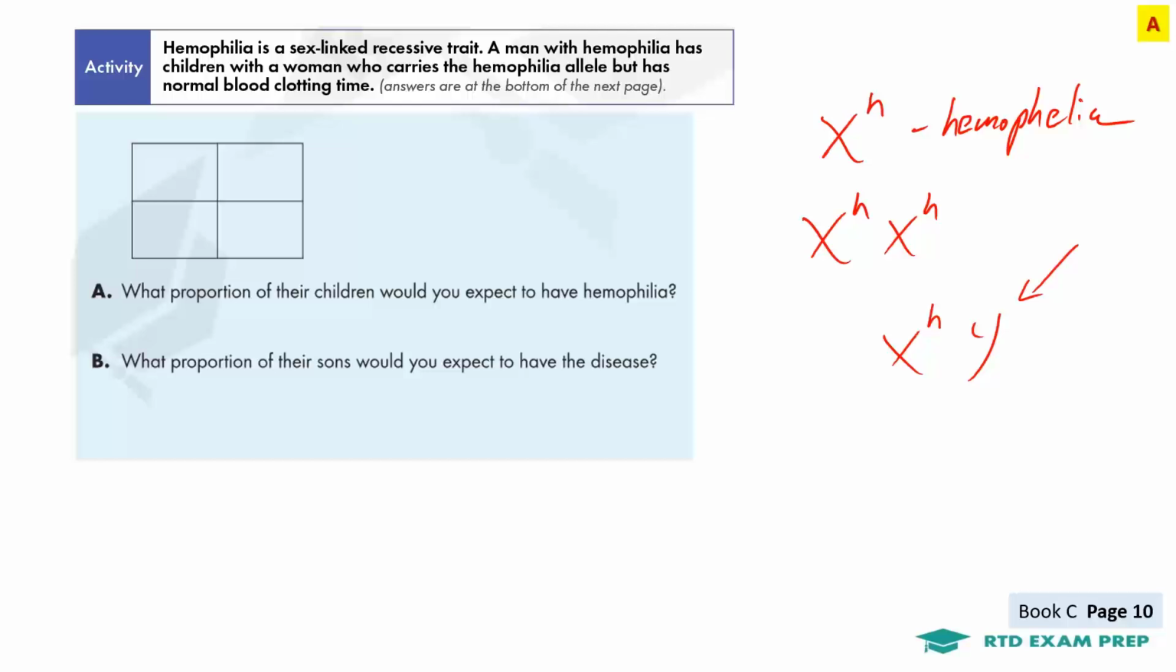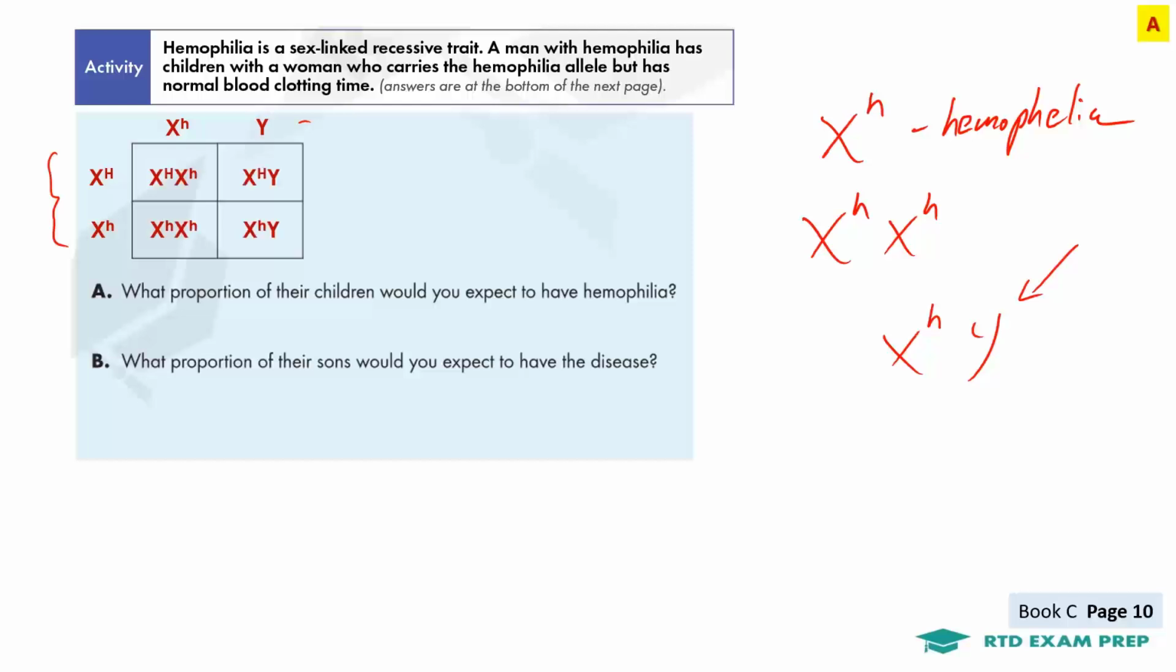So let's take a look what they give us. A man with hemophilia has children with a woman who carries it. Maybe they didn't tell me it was recessive, but the moment I know you can carry a disorder, it is a recessive disorder. But she has normal blood clotting time. So we set it up. Here's my male with hemophilia. Here's my carrier. What proportion of their children would you expect to have hemophilia?